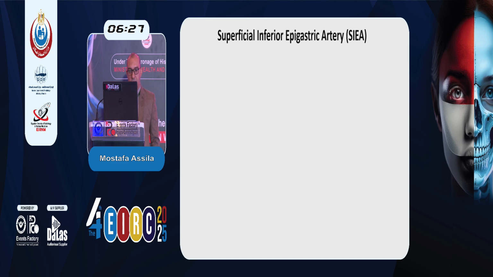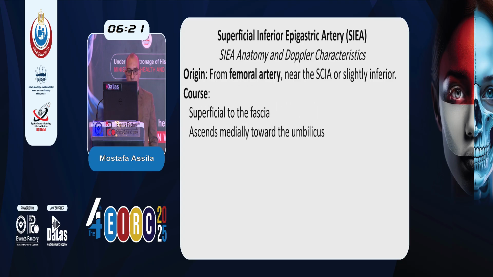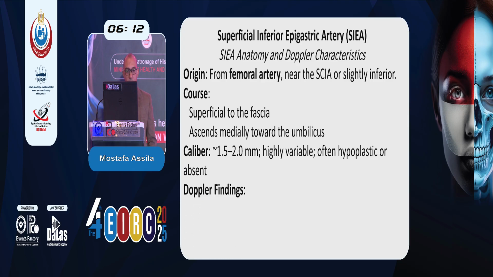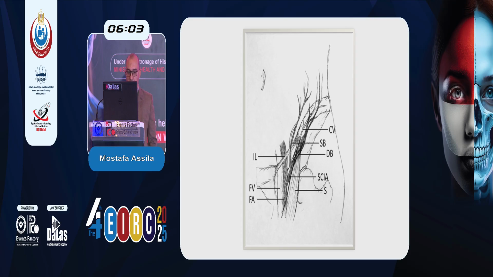The superficial inferior epigastric artery is actually not very dominant. It originates from the femoral artery, courses superficial to the fascia, and ascends medially towards the umbilicus. Caliber is from 1.5 to 2 millimeters, highly variable, often hypoplastic or sometimes agenetic or absent. Doppler finding: low to moderate resistance, biphasic or triphasic flow. This is the mapping of the branch, the superficial branch or deep branch of the superficial circumflex iliac artery.